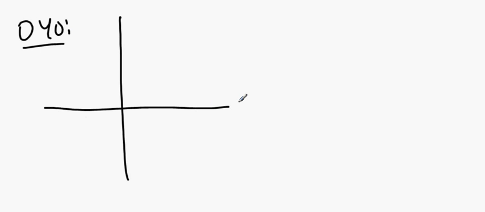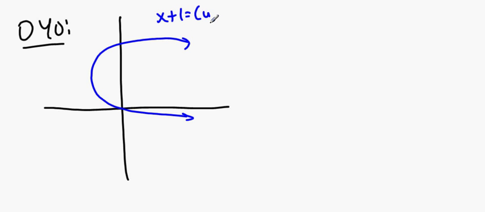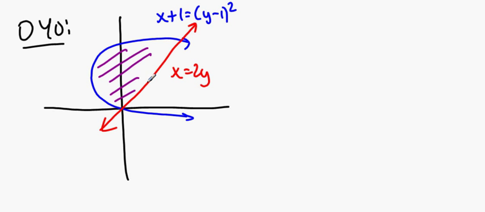Ooh, that is hideous. So let's see, this is the parabola. X plus 1 is y minus 1 squared. And this is the line x equals 2y. I would like to find the area in between them. Take a moment, we'll give you an answer.